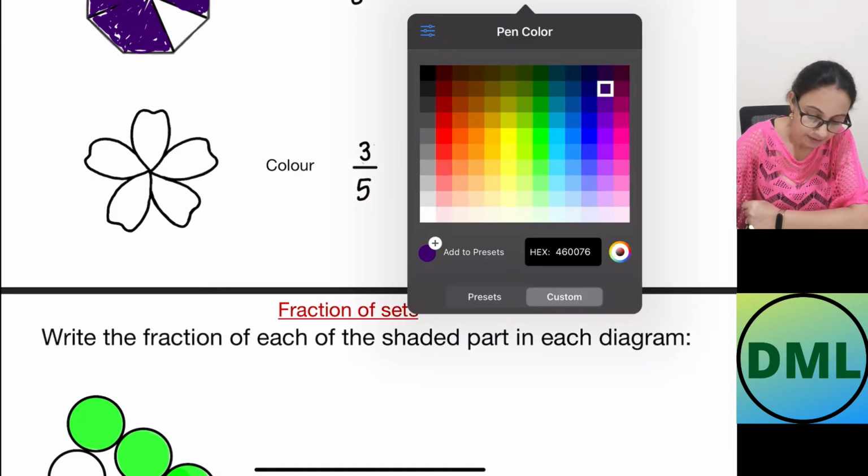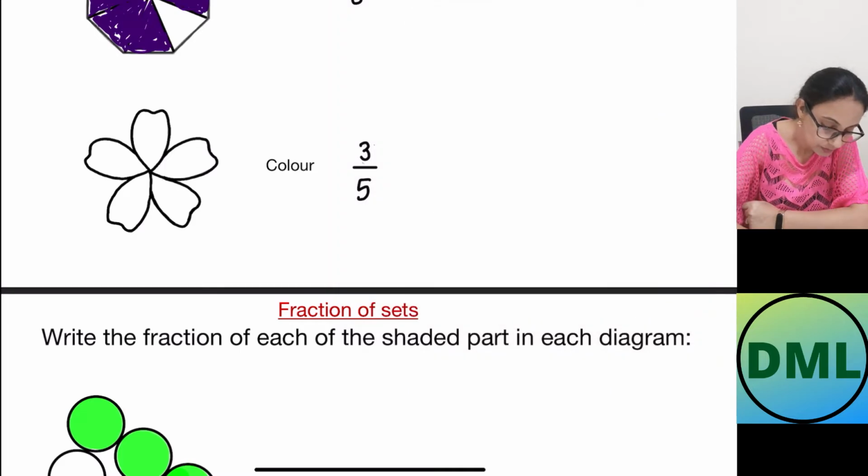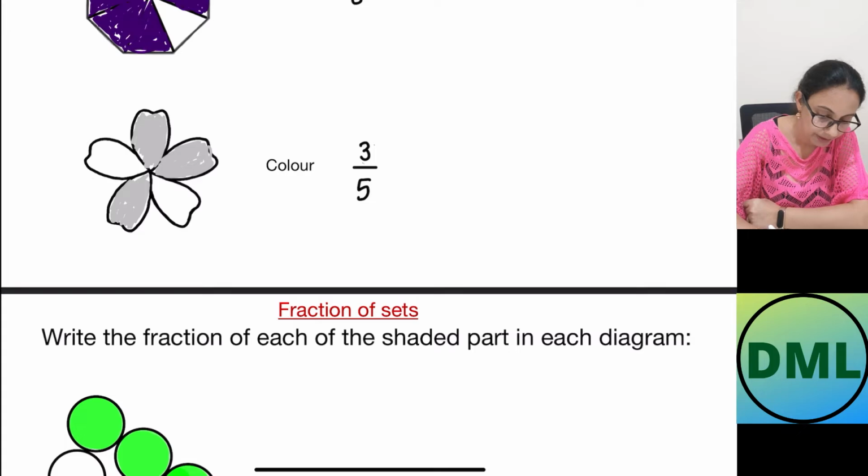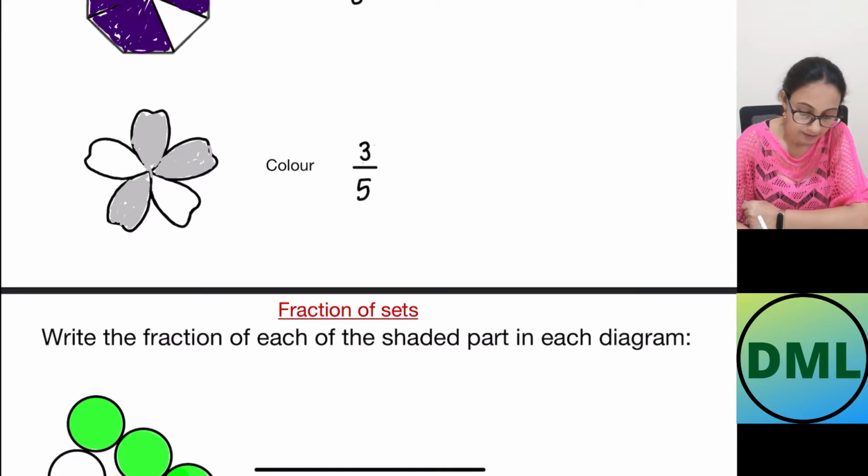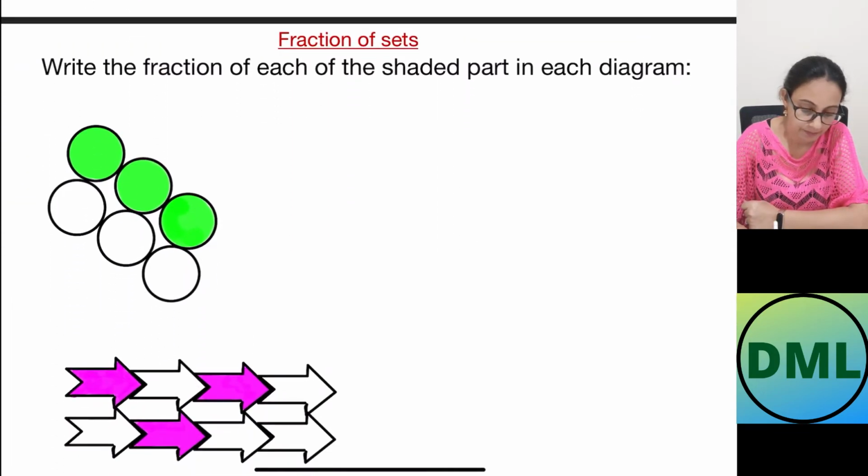Let's color it. Let's take grey. So I have to color 3 parts. I can take any part and I shade it. It's my choice. It's your choice. So you can take any part and shade it. So now I am done shading 3 parts out of 5 parts. Now let's see another example.